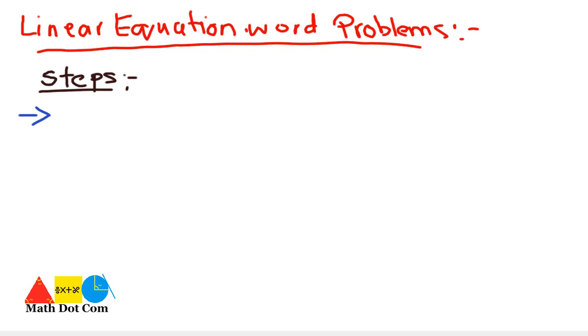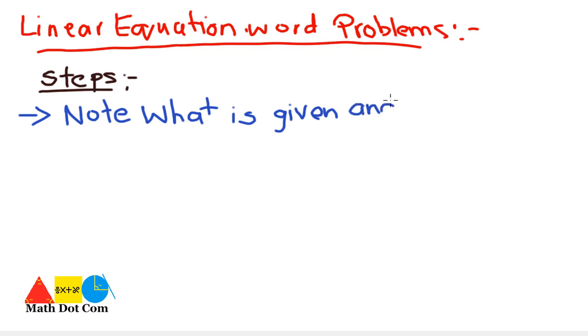Step 1 is note what is given and what is required in the word problem. What is required means that you have to analyze the problem and check what are the quantities that are given. Given means what are the quantities whose values are given, and what are the quantities which are unknown.